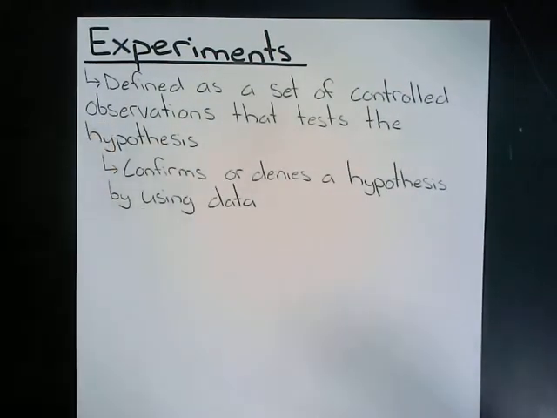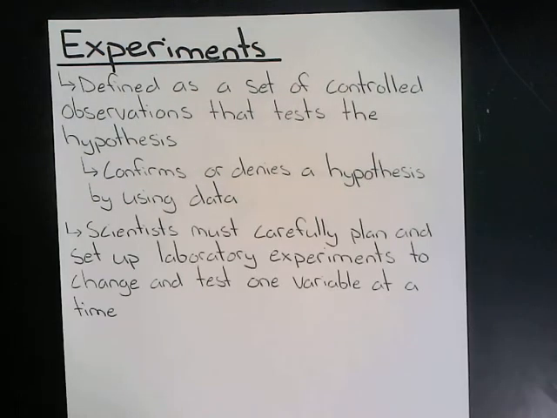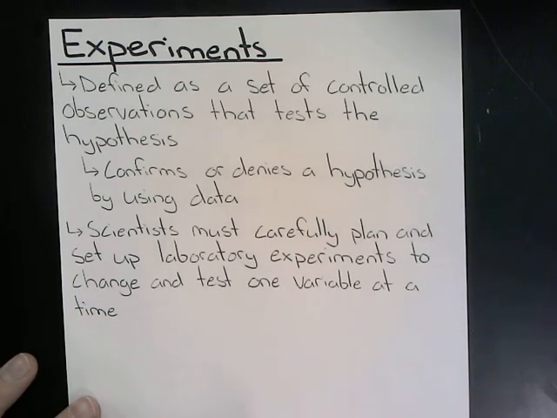And so to get controlled observations, scientists must carefully plan and set up laboratory experiments to change and test one variable at a time. So what we also have to think about here is this term of variables. Now, variables are defined as a quantity or condition that can have more than one value.